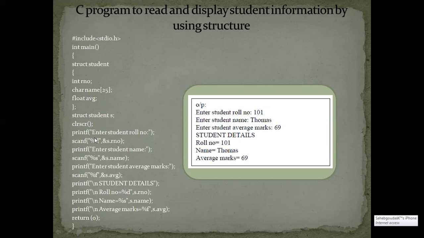Clear screen. So I am supposed to display the information about all the members. First I need to enter a student roll number. For that I am reading the roll number, address of s dot roll number. Then enter student name, ampersand s dot name. Then the third one, enter student average marks, that is ampersand s dot average. So I am reading all these values.